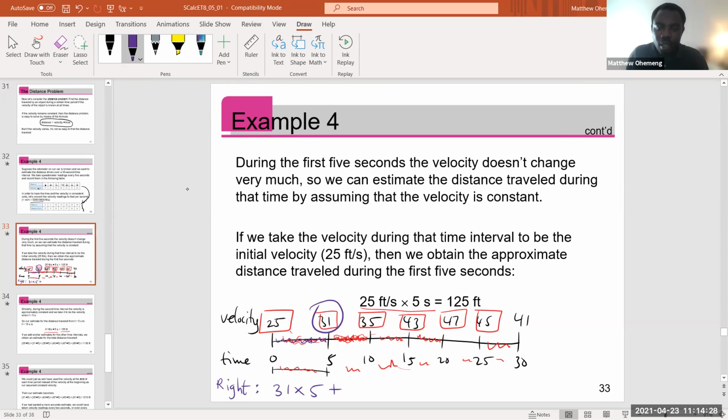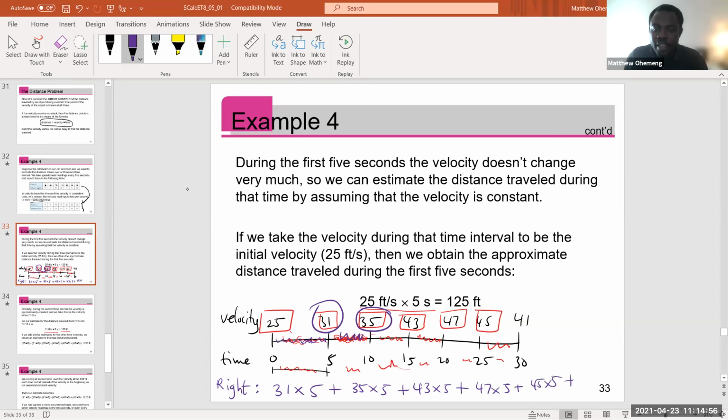Plus, for the second interval, I'm assuming that the velocity I left with is the constant velocity I was traveling at in that 5 second interval. So my distance will be what? 35 times 5. I'll keep going, on and on. The next one will be what? 43 times 5. The next one will be 47 times 5. And then plus the next one will be 45 times 5.